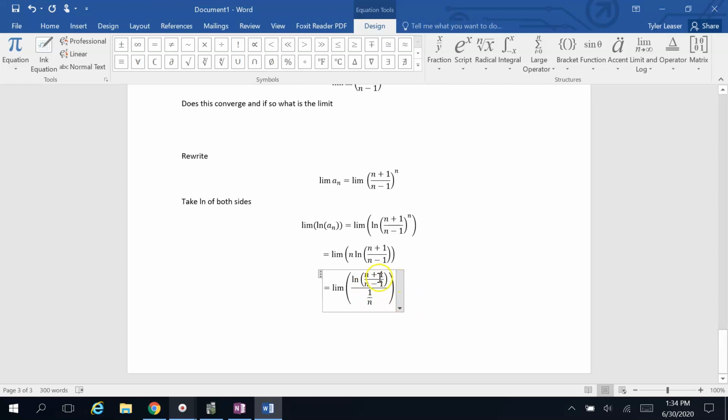Now what we have is 0 up top and 0 in the bottom. 0 divided by 0 is another instance where we can use L'Hopital's rule. To use L'Hopital's rule, we have to take the derivative of the top and the bottom separately. So let's do that carefully.